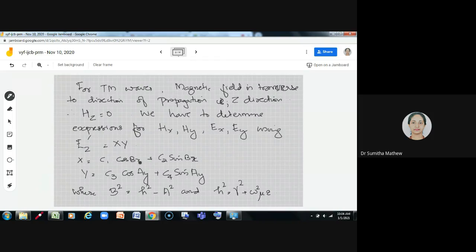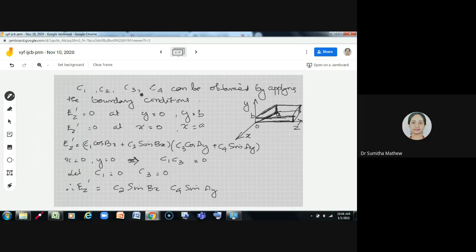What is a and what is b? These two constants are coming in the solution for Ez. Then small h is given by h square is equal to gamma square plus omega square mu epsilon, where gamma is the propagation constant. Now, C1, C2, C3, C4, we have to obtain them. That is what we mean by solving. These constants we have to obtain to get the complete solution. How can we obtain them? C1, C2, C3, C4 can be obtained by applying boundary conditions.